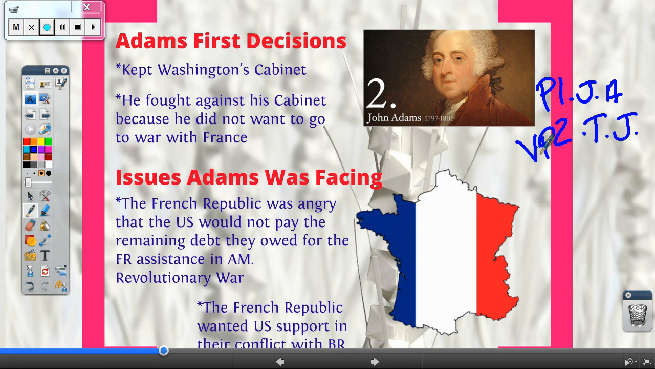The problem is that when Washington leaves office, political parties do form. Thomas Jefferson is a Republican, and John Adams is a Federalist. You have 2 gentlemen from 2 different political parties who have 2 very divergent ways of thinking about politics and life.